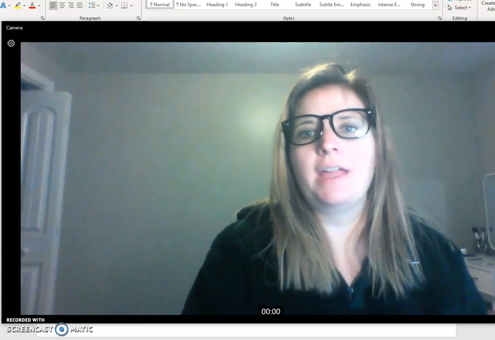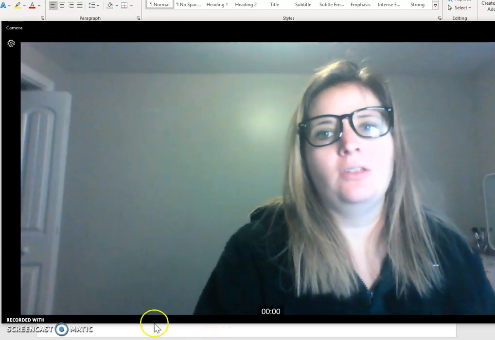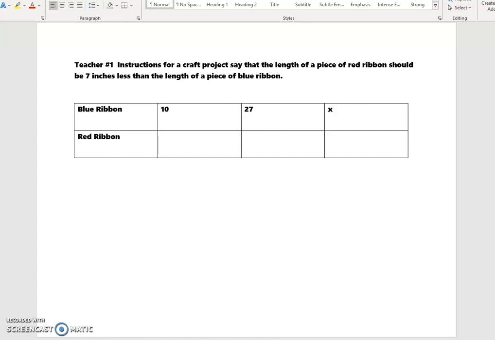Today we're going to continue writing equations from real-world situations, and our focus will be on using subtraction and division to do this. We're going to complete the table to help us work our way towards writing an equation for the situation. A craft project says the length of the red ribbon should be 7 inches less than the length of the blue ribbon.